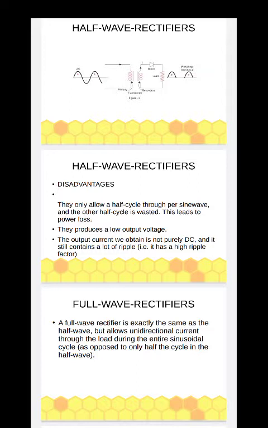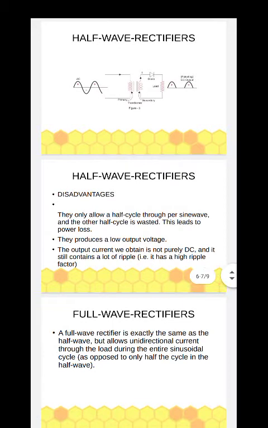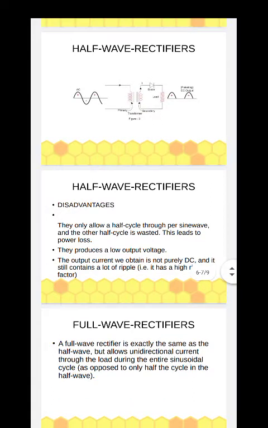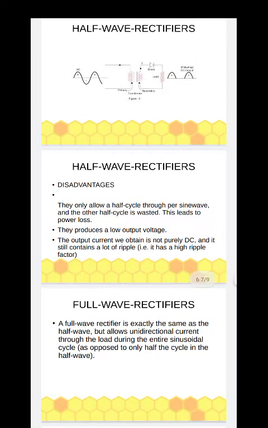Next we see the half-wave rectifier disadvantages. It allows only a half cycle through per sine wave, and the other half is wasted. This leads to power loss. They produce a low output voltage. The output current we obtain is not pure DC, and it still contains a lot of ripples. These are the disadvantages of the half-wave rectifier.